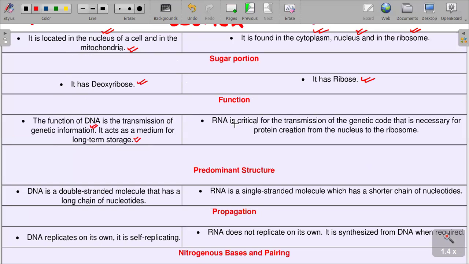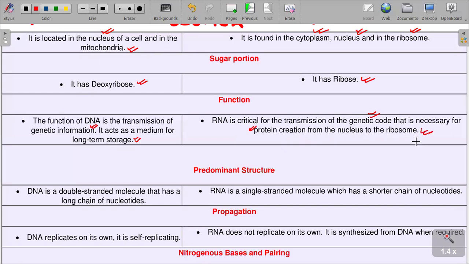And then we have got the RNA, which is critical for transmission of the genetic code that is necessary for protein creation. So remember that the genetic code in this regard is specifically important for protein synthesis, which is from the nucleus to the what?